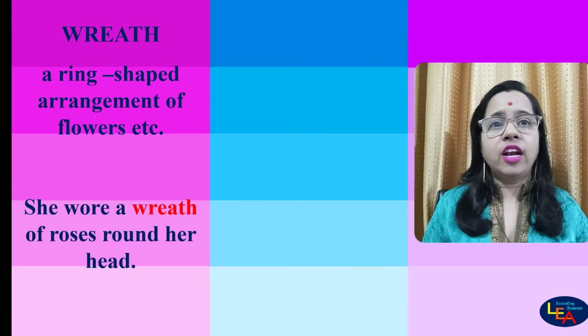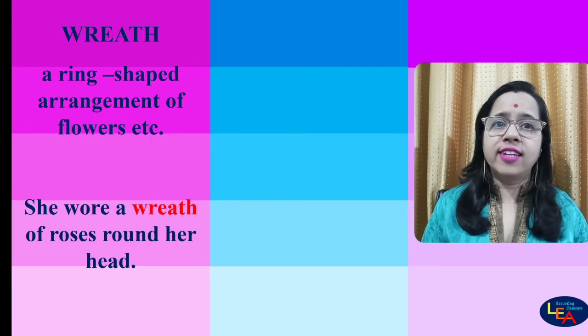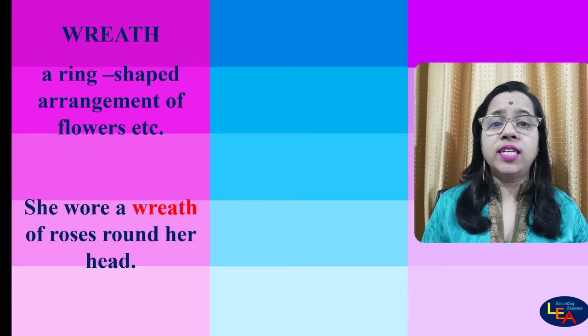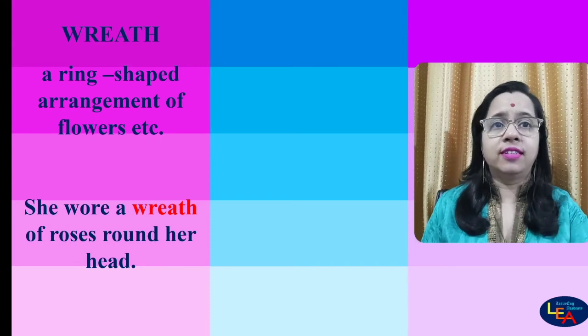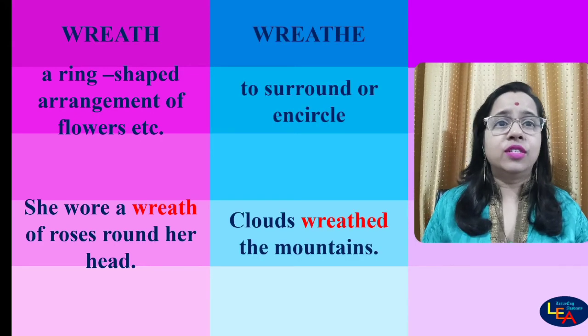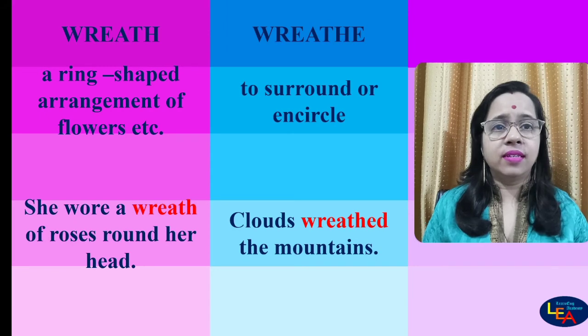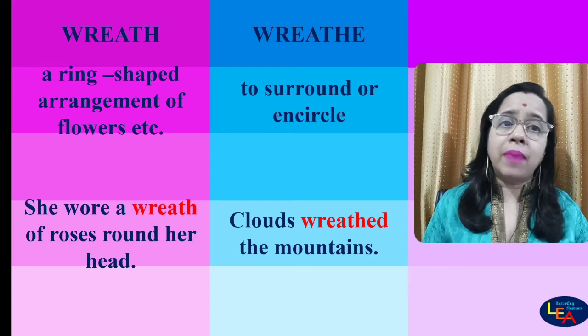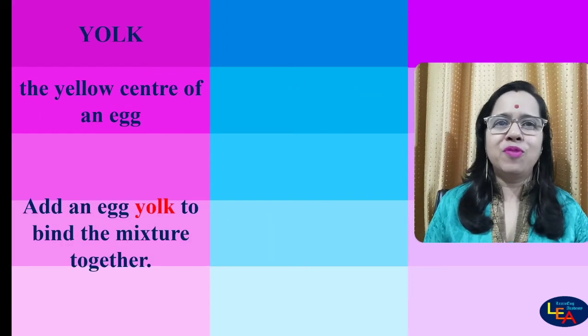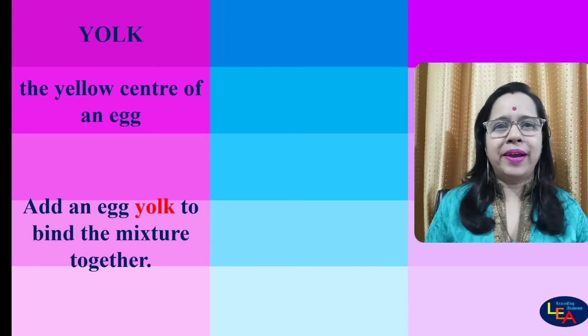Wreath: a ring-shaped arrangement of flowers, etc. She wore a wreath of roses round her head. Reed: to surround or encircle. Clouds reed the mountains. And now let's move to the last pair.